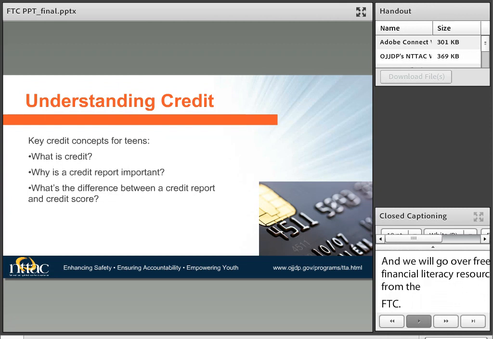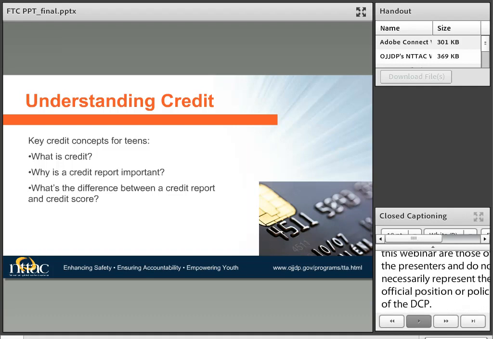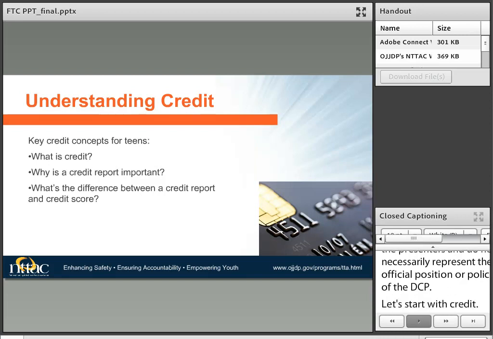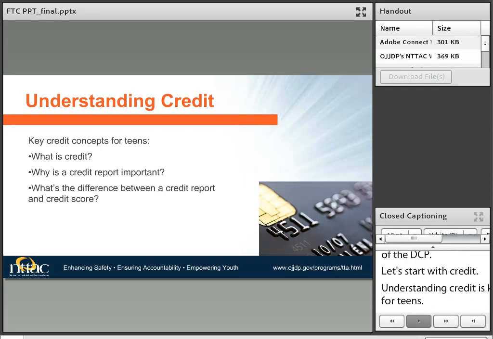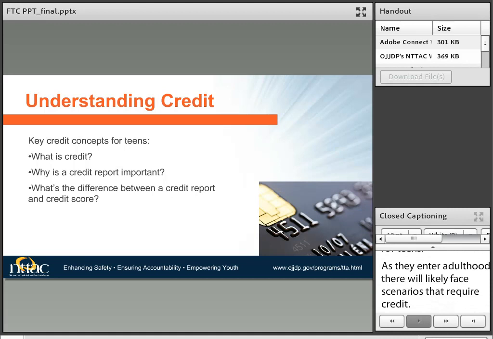Okay, so let's start with credit. Understanding credit is key for teens. As they enter adulthood, they will likely face scenarios that require credit, from renting an apartment to buying a car, to taking out loans. For any number of reasons, credit's likely to come up. So having an understanding of credit can help equip them to handle these life decisions.